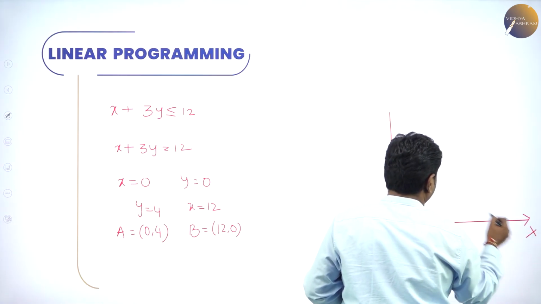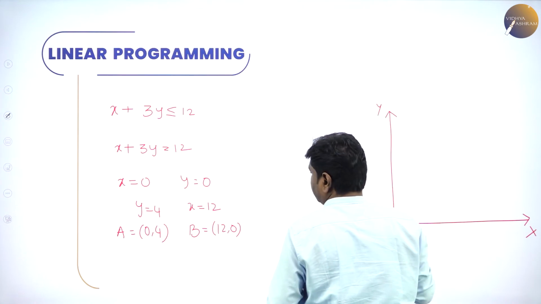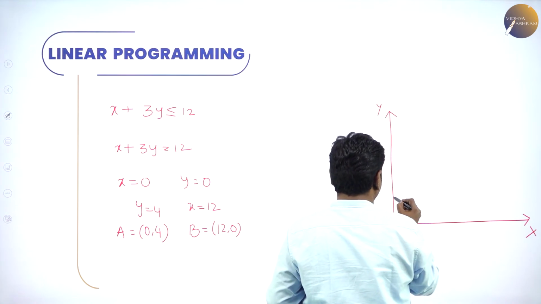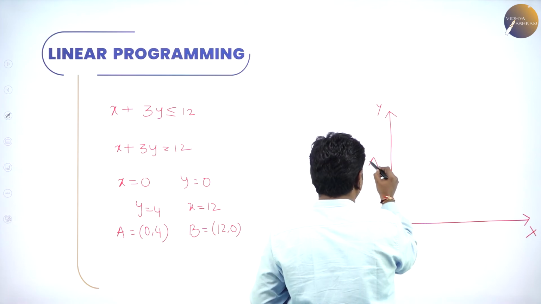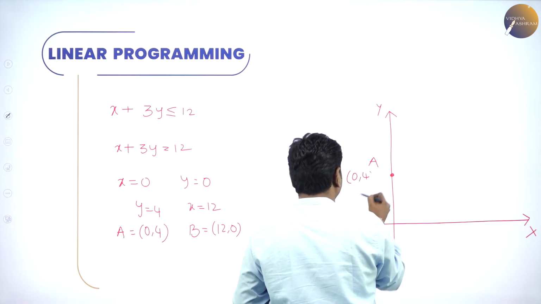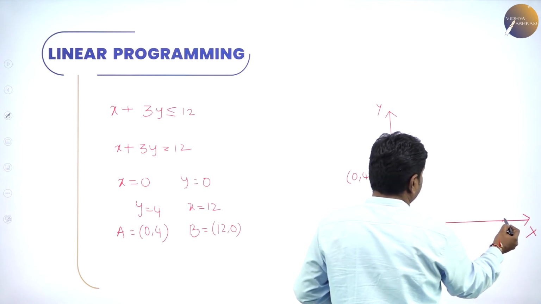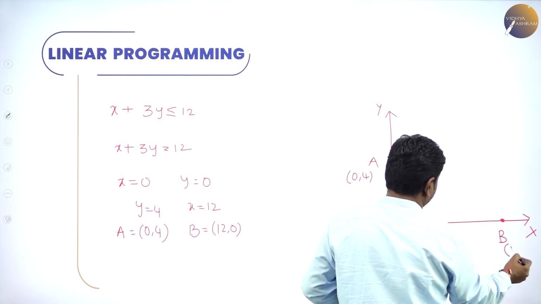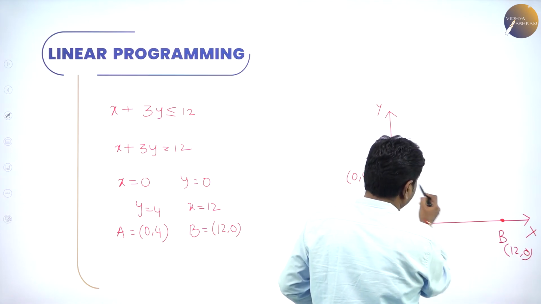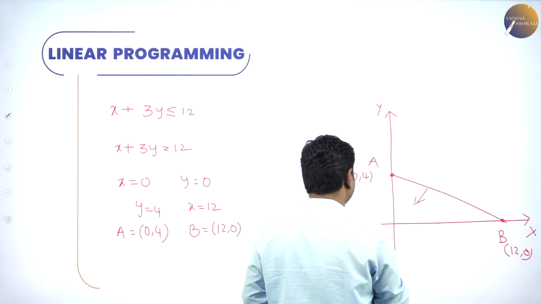This is the x axis and this is the y axis. One of the points is 0 comma 4, and 0 comma 4 is a point on the y axis. Then put y equal to 0, you'll get 12 comma 0, which is another point on the x axis. So stretch a line, and shade below because it is less than.